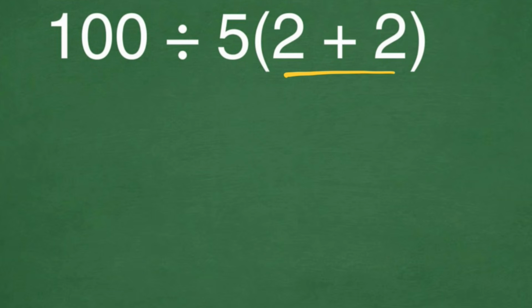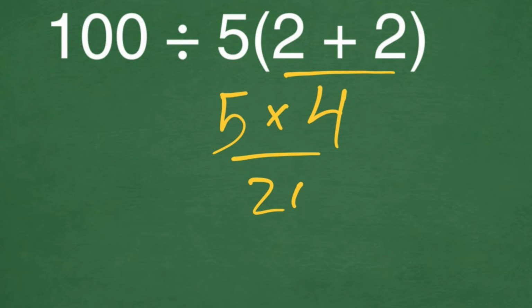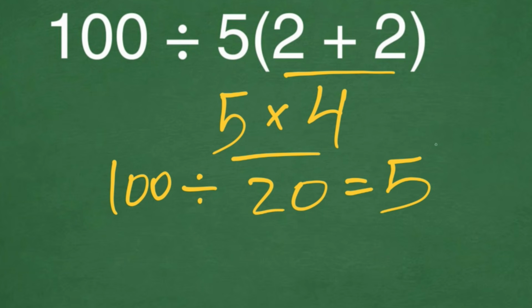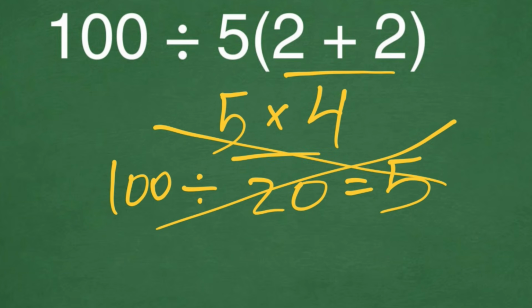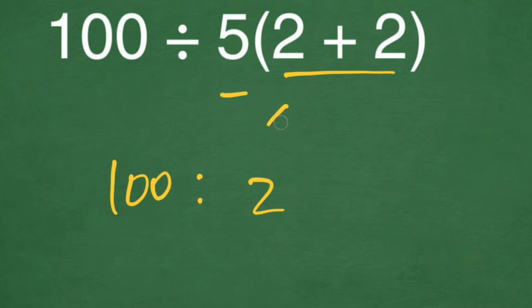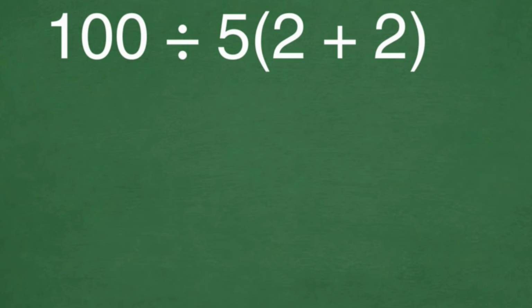2 plus 2 gives us 4, and 5 times 4 is equal to 20, and 100 divided by 20 gives us 5. But this answer is not correct, because according to the order of operation, PEMDAS, which I am going to write here, PEMDAS.